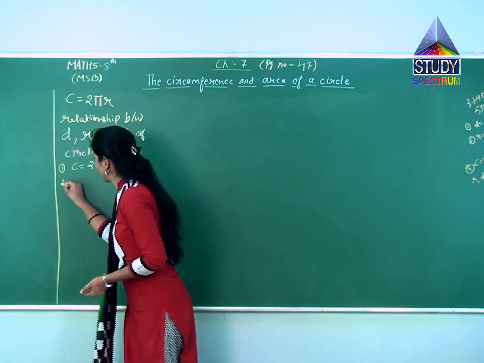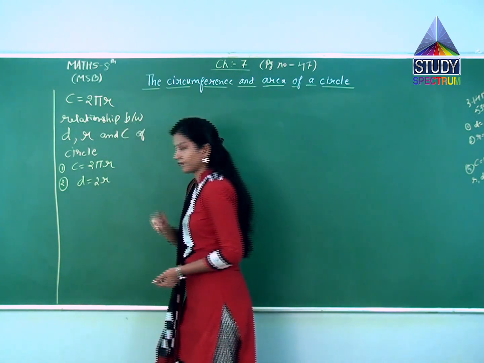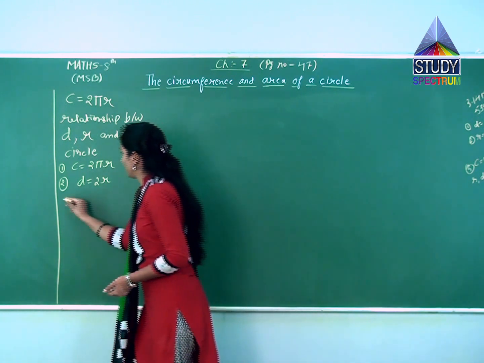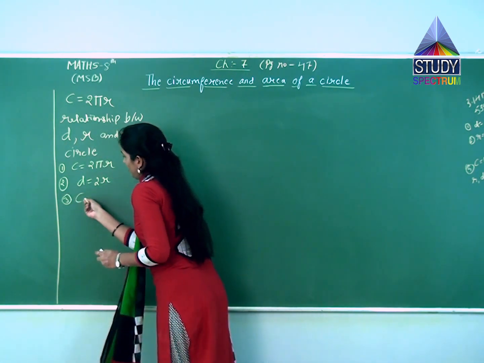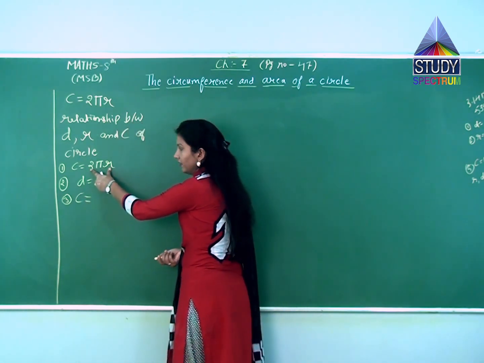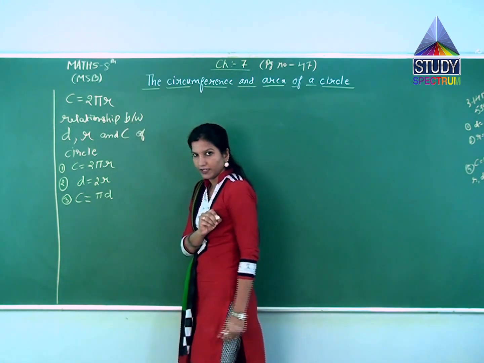Second, D is equal to 2r. Diameter is always 2 times the radius. Third one, if here in C, instead of 2r we write D, then we have C is equal to pi D.